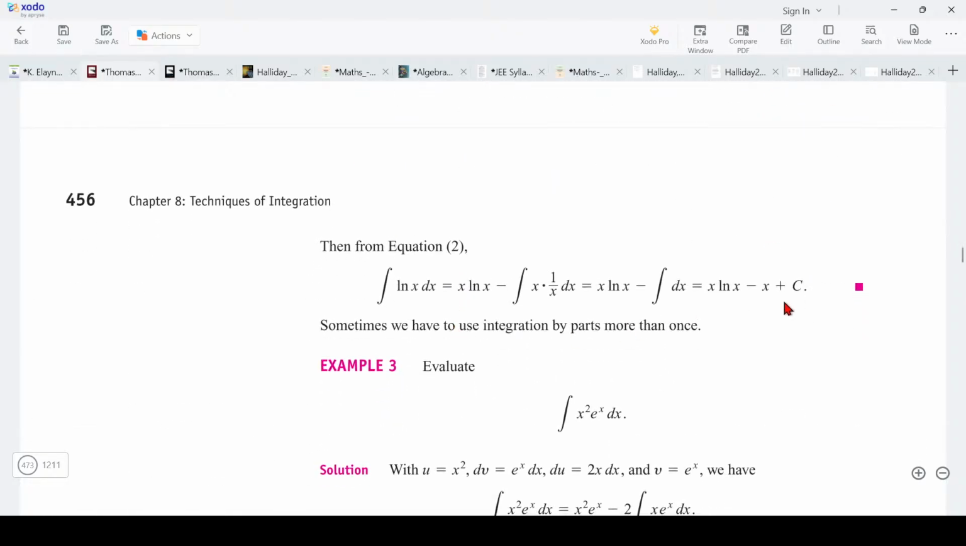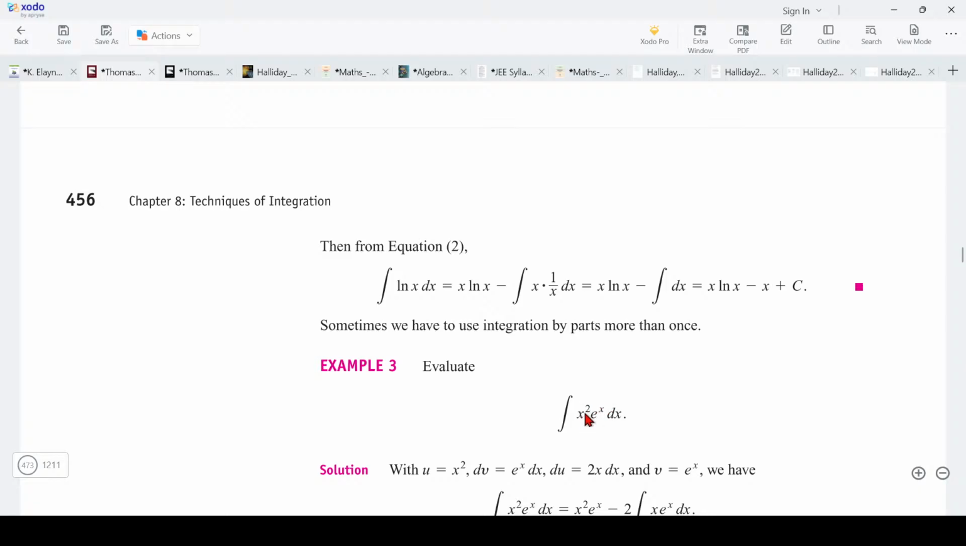Understood now? Shreyas, you also got it? Oh, sorry, sir. I was on mute. Yes, sir, I understood. Got it, this one? Yes, sir. Okay, very good.